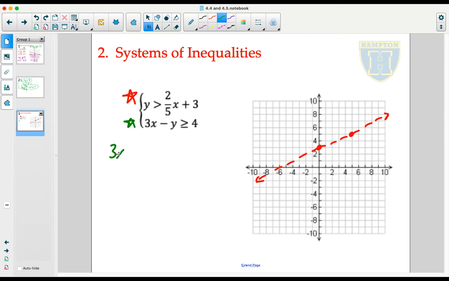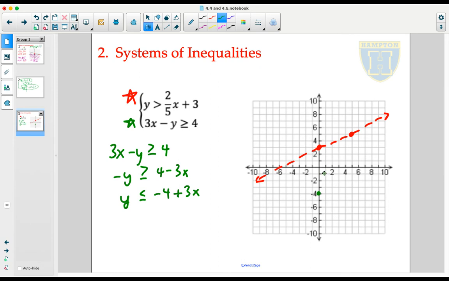The second line is going to be a little bit tougher to graph. We're going to solve for y by subtracting 3x to the right, then dividing by -1. We see that the sign changes in the inequality because we divided by a negative. We're going to start at an intercept of -4. We're going to go up 3 and over 1.